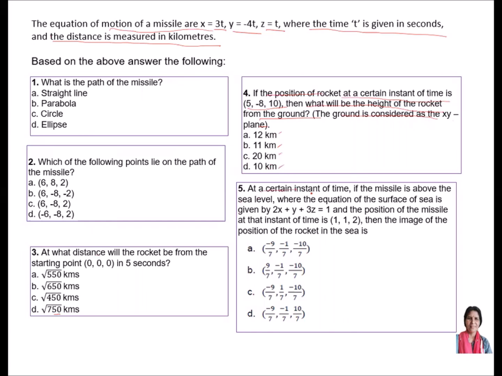And the fifth question is, at a certain instant of time, the missile is above sea level, where the equation of the surface of the sea is 2x plus y plus 3z is 1, and the position of the missile at this instant is 1, 1, 2. Then the image of the position of the rocket in the sea is, four options are given: minus 9 upon 7, minus 1 upon 7, minus 10 upon 7; 9 upon 7, minus 1 upon 7, minus 10 upon 7; minus 9 upon 7, 1 upon 7, minus 10 upon 7; minus 9 upon 7, minus 1 upon 7, 10 upon 7. So we'll go one by one.